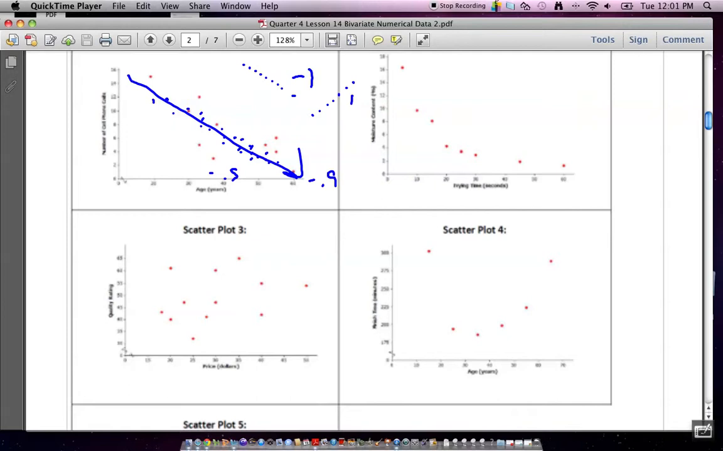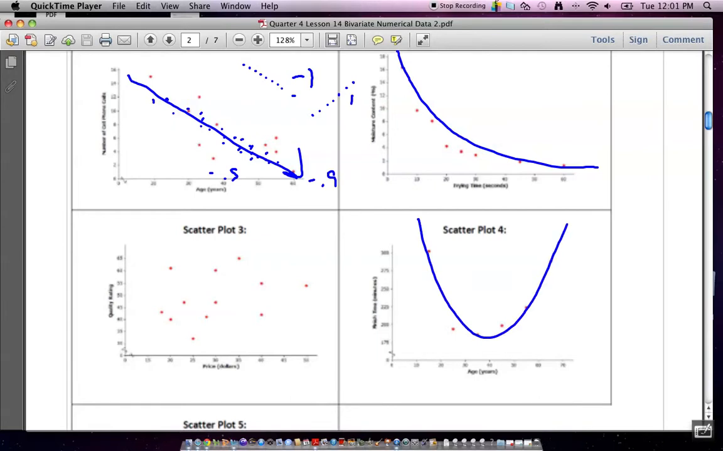What about this next graph over here, scatter plot number 2? What do you think that would be, Lily? An exponential one. Yeah, definitely exponential, or something like that. Good. What about scatter plot 3? No, I don't see any correlation there whatsoever. What about scatter plot 4? Quadratic. Yeah, I think it'd be quadratic, something like that.